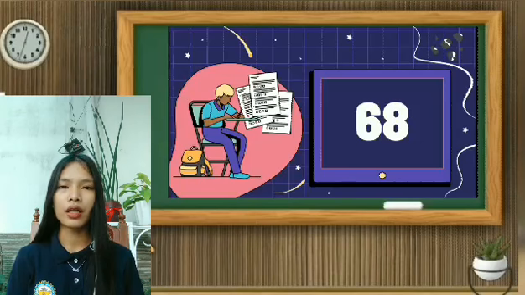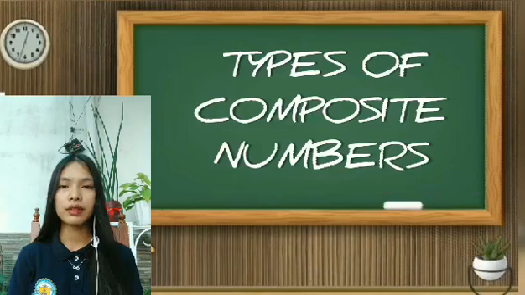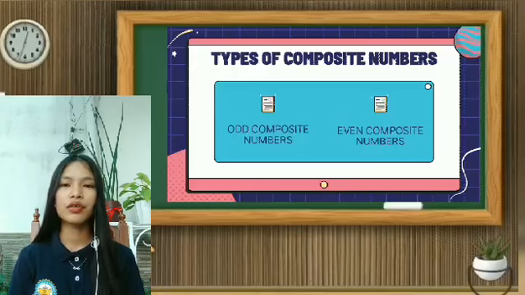For example, 68 is divisible by 2, which means it has factors other than 1 and the number 68 itself. So we can say 68 is a composite number. Types of composite numbers. The two main types of composite numbers in math are odd composite numbers and even composite numbers. Let us have a look at each of them individually.